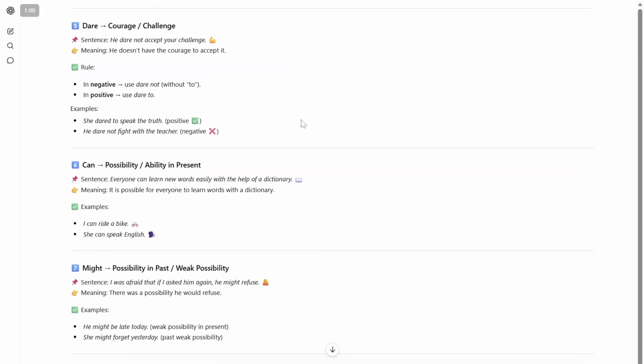Can: possibility, ability in present. Sentence: Everyone can learn new words easily with the help of a dictionary. Meaning: it is possible for everyone to learn words with a dictionary. Examples: I can ride a bike.